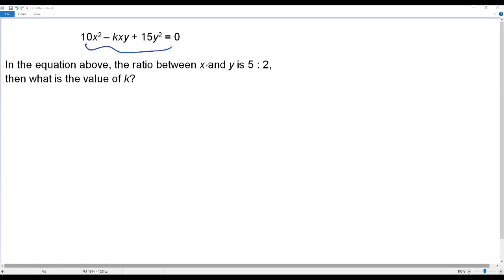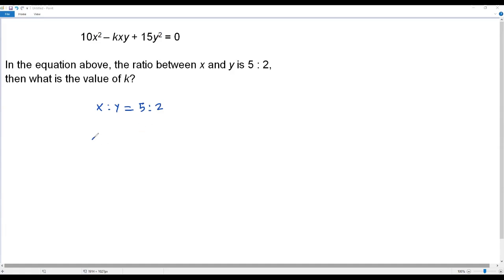Okay, in the equation above, we have the ratio between x and y, that is 5 to 2. We can write it as x to y equals 5 to 2. From the given ratio, if I want to get the quantities which are equal to x and y, I have to multiply both terms of the ratio by the same non-zero number. I do not know that number, so let me assume it as a.